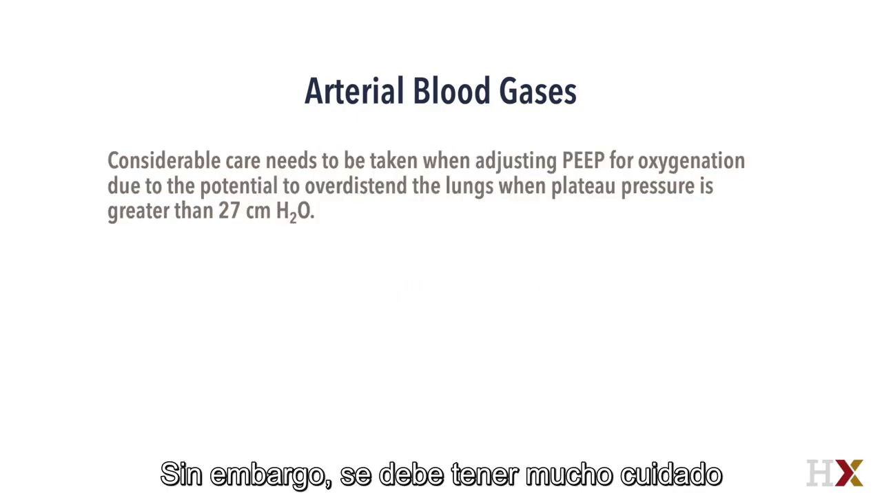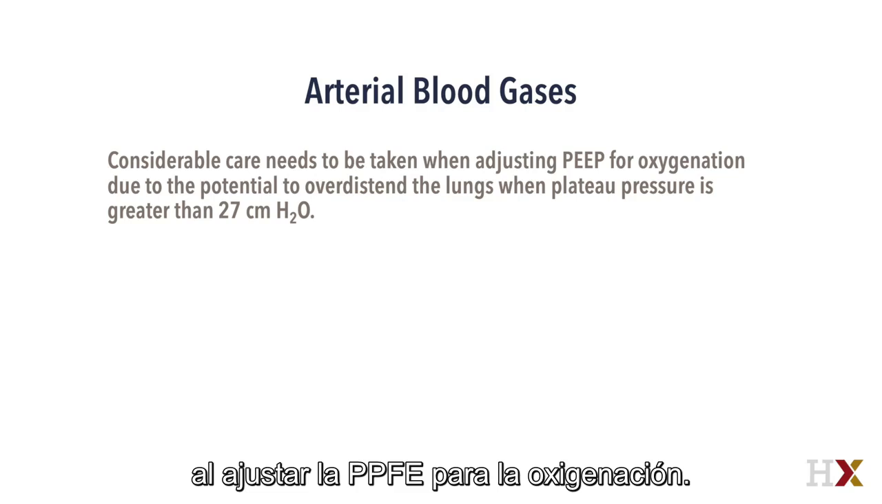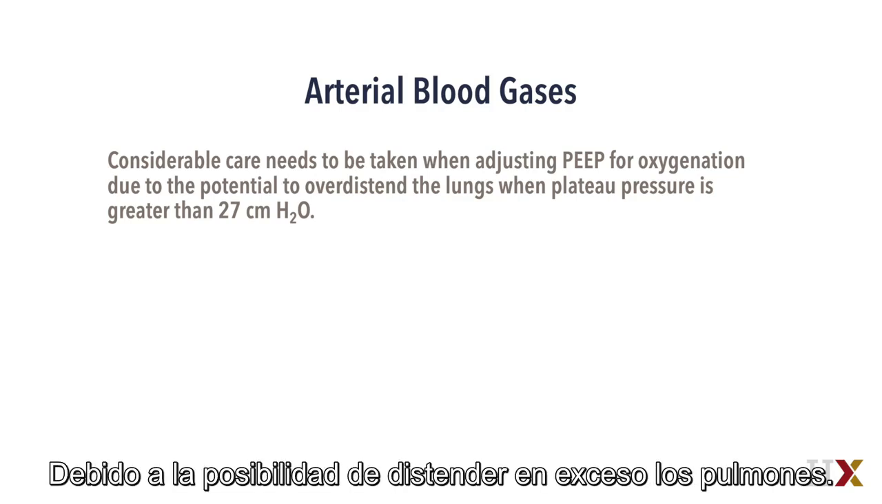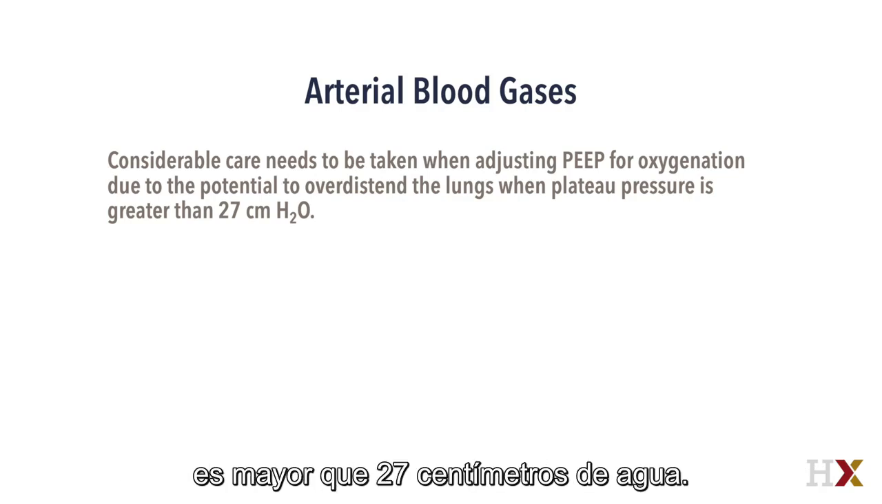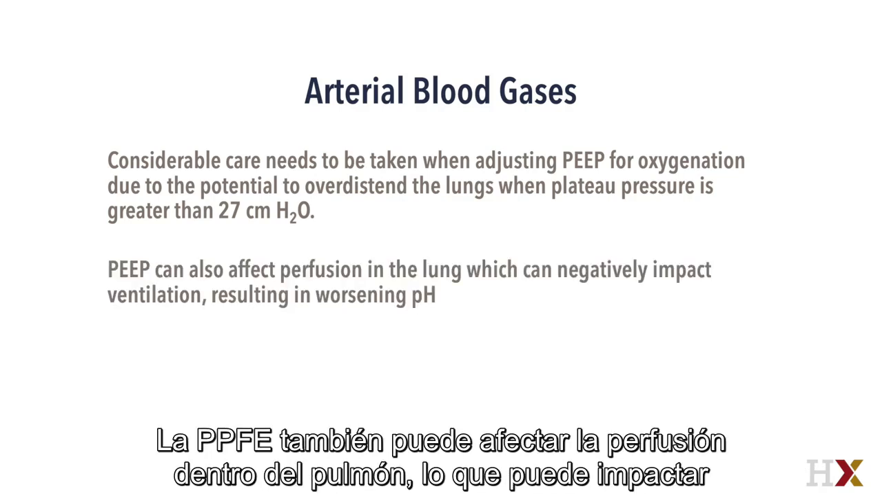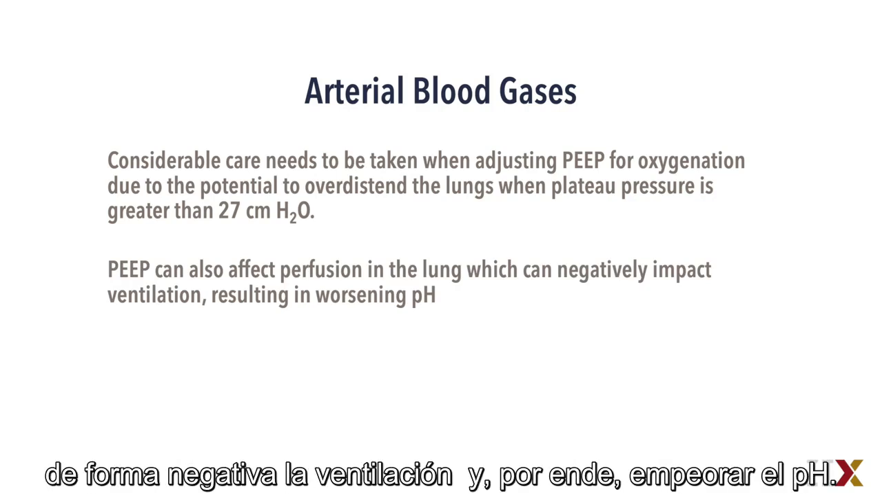However, considerable care needs to be taken when adjusting PEEP for oxygenation due to the potential to overdistend the lungs, and caution should be taken when plateau pressure is greater than 27 centimeters of water. PEEP can also affect perfusion within the lung, which can negatively impact ventilation, resulting in worsening pH.